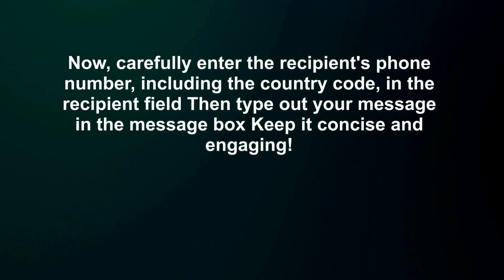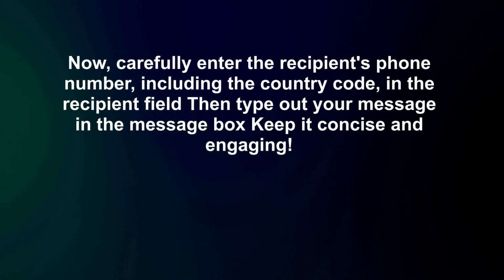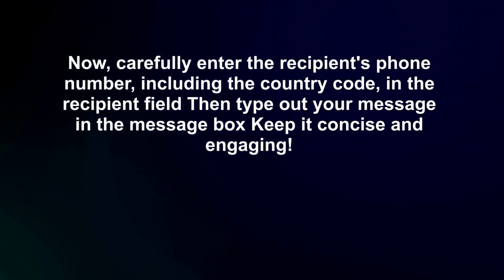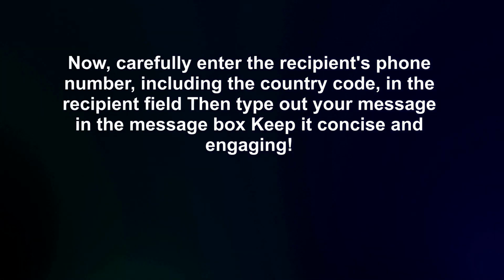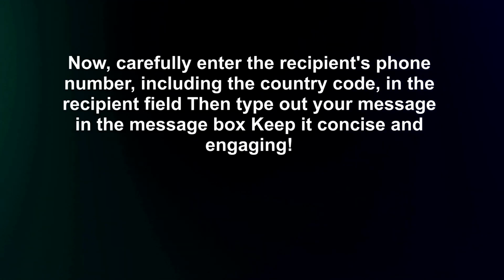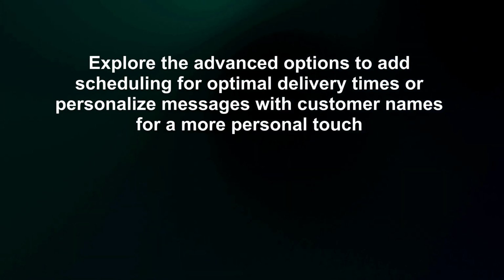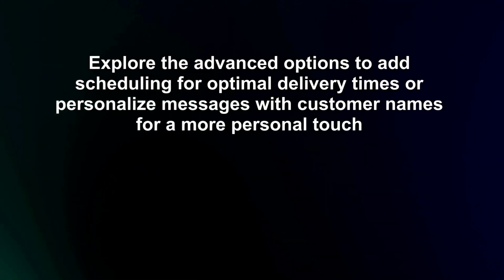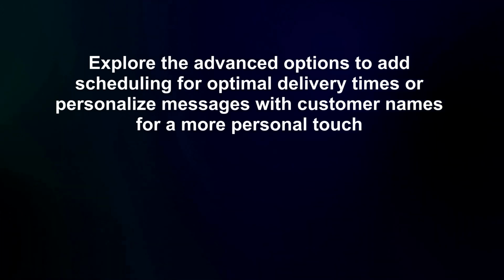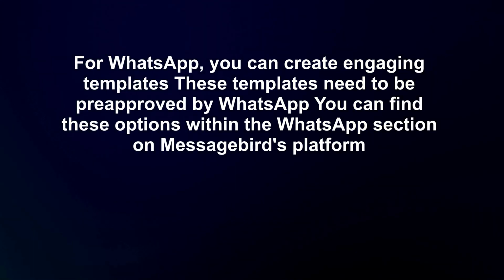Now, carefully enter the recipient's phone number, including the country code, in the recipient field. Then type out your message in the message box. Keep it concise and engaging. Explore the advanced options to add scheduling for optimal delivery times or personalized messages with customer names for a more personal touch. For WhatsApp, you can create engaging templates.